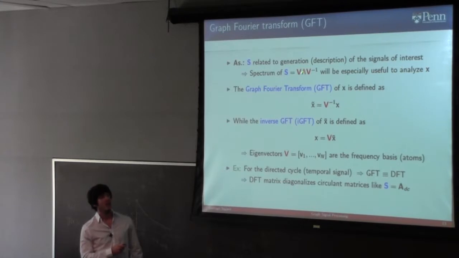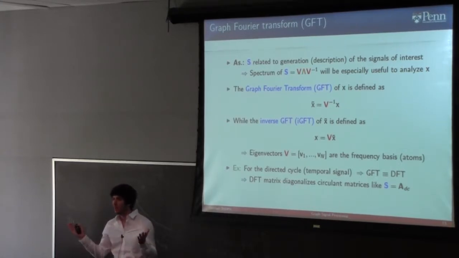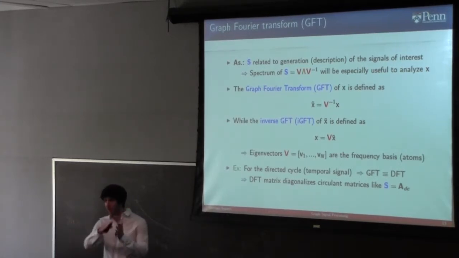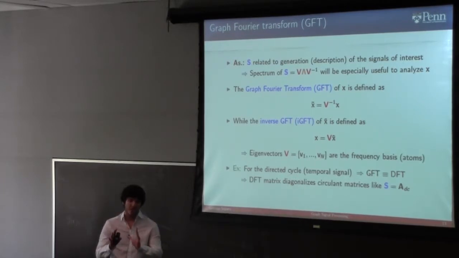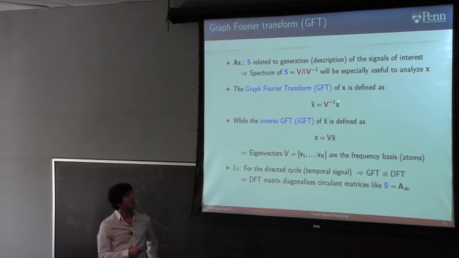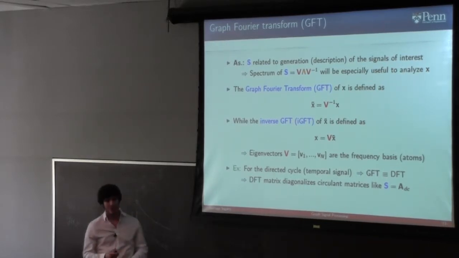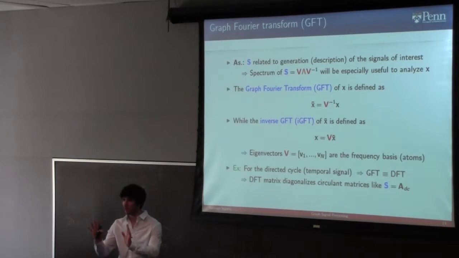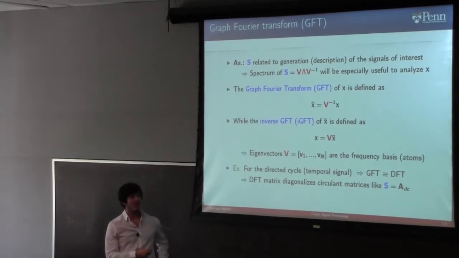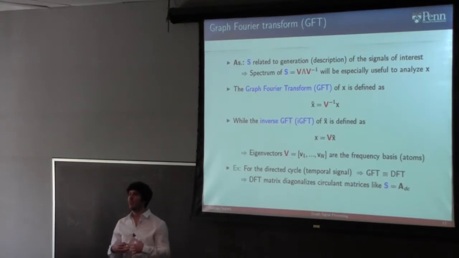So here V is a matrix where the columns are the eigenvectors of S, lambda is a diagonal matrix with the eigenvalues. And we will define the graph Fourier transform as V inverse. So if you have a signal X and you want to find its frequency representation X tilde, you just have to multiply it by V inverse. Sort of arbitrary so far. If you want to go back, of course, since V is unitary, just multiply by V, and then you go back to the graph domain.